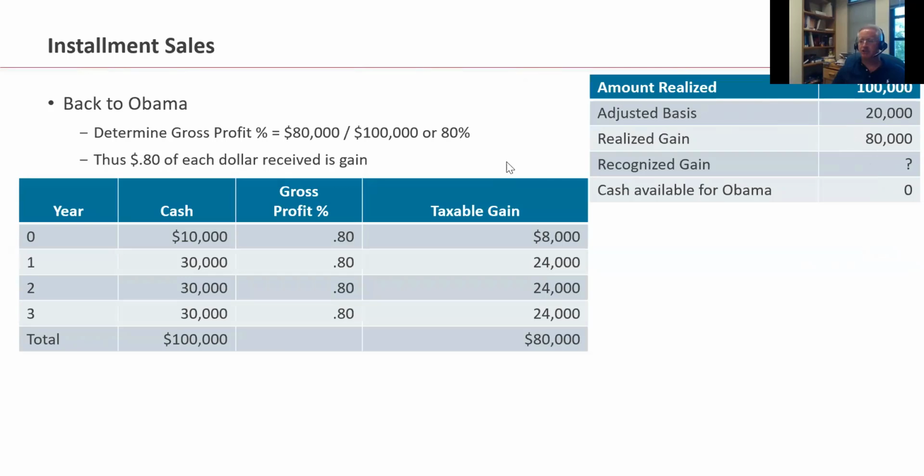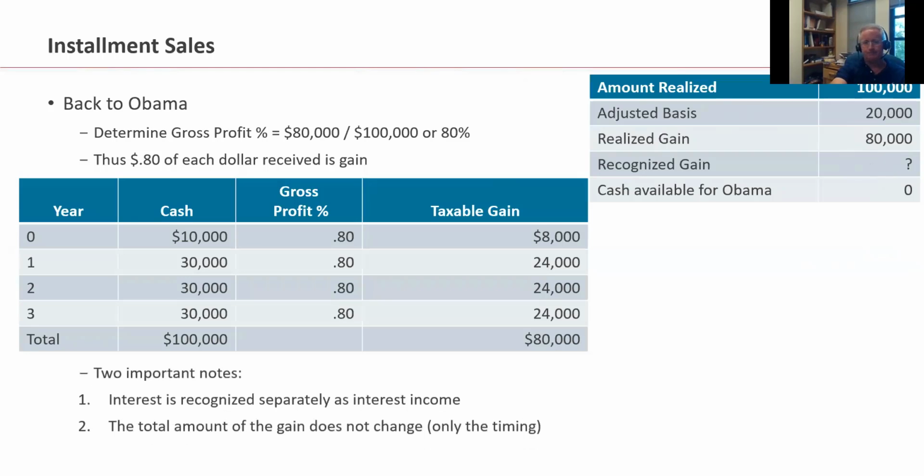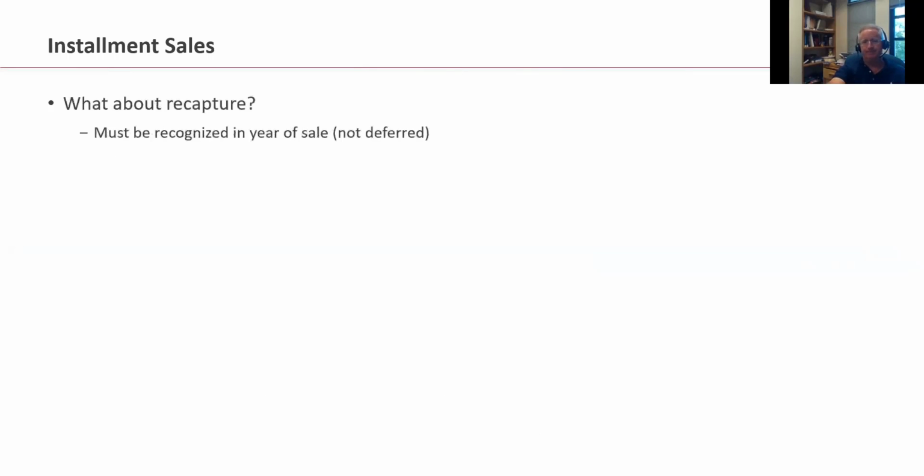So what does the installment sale method do? It changes the timing of recognition, just like like-kind exchanges, just like involuntary conversions. These things defer those gains until some future event occurs. In this case, it's until you receive the cash. Two important things to note here. The first is interest will always be recognized separately as interest income, right? The second thing we just discussed.